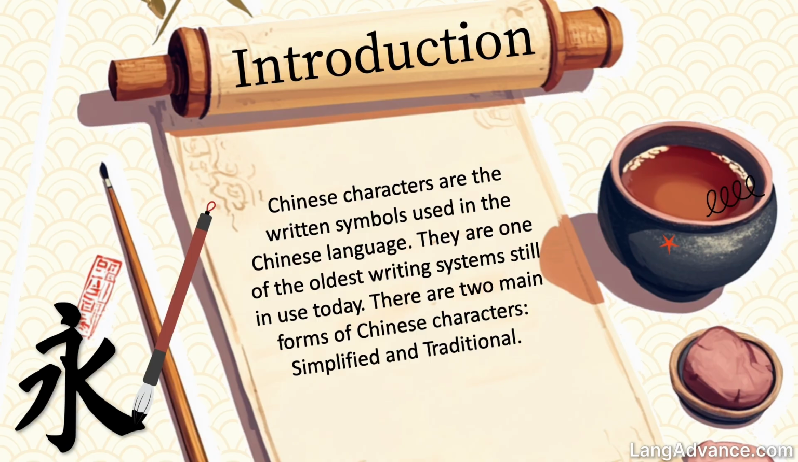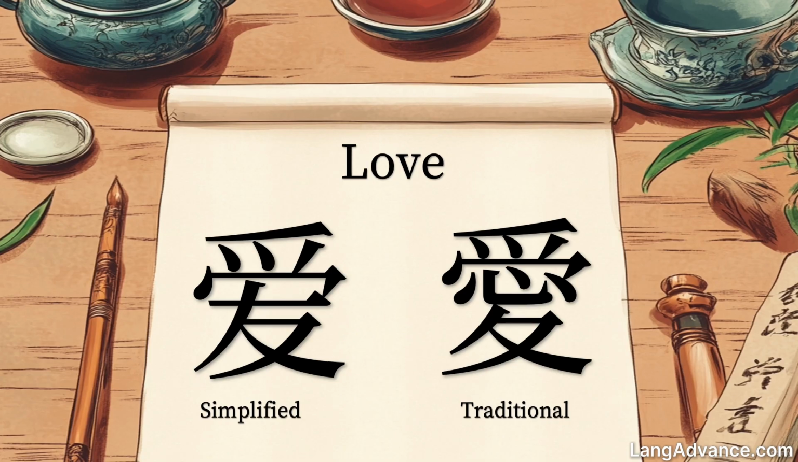When learning Chinese, one of the first things you will encounter is the difference between simplified and traditional Chinese characters. These two writing systems represent the same language but have evolved differently over time and across regions. Let's look at the differences between the simplified and the traditional forms of some common characters.